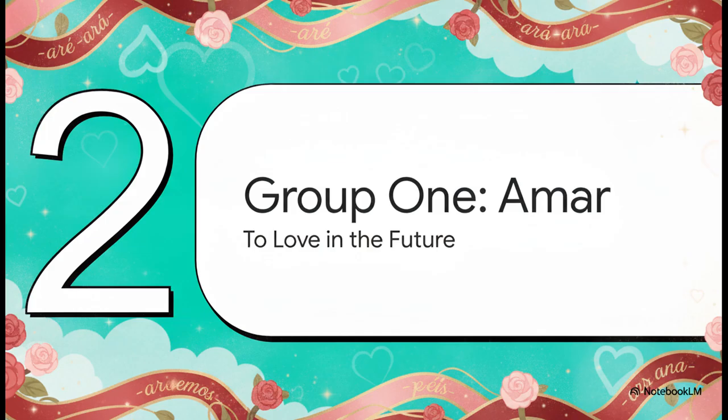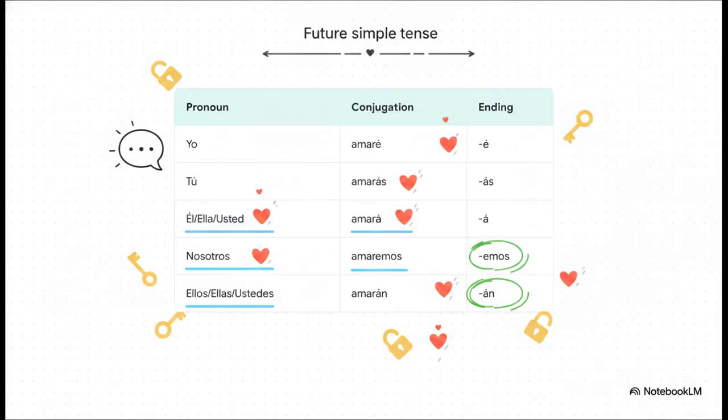Part 2, Group 1, amar, which means to love, in the future. Let's walk through this table systematically row by row. Notice the structure here. We've got our pronoun, the final conjugated verb, and the specific ending we added. For yo, or I, we add the é ending to amar. It becomes amaré, I will love. For tú, the informal you, we add ás, amarás, you will love.